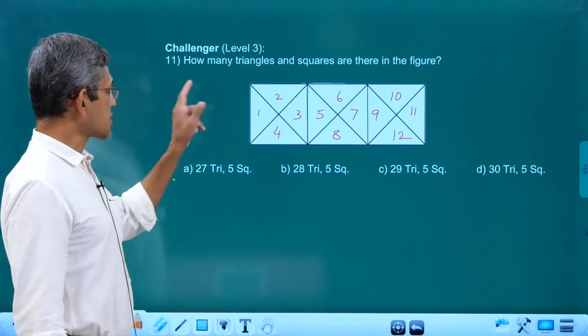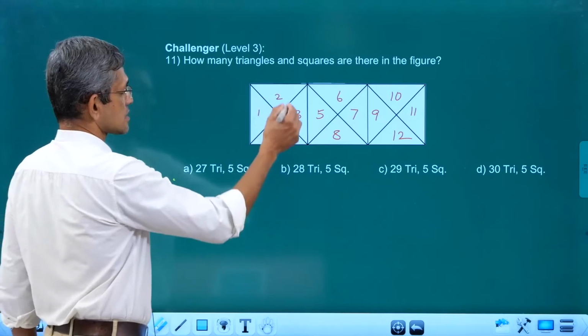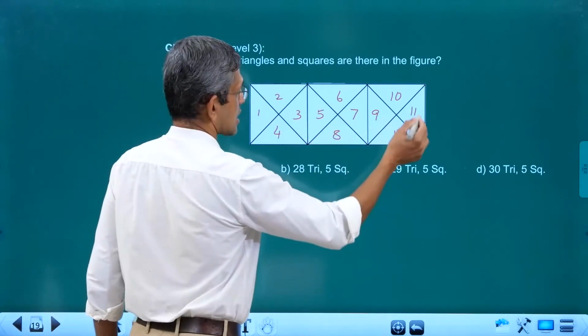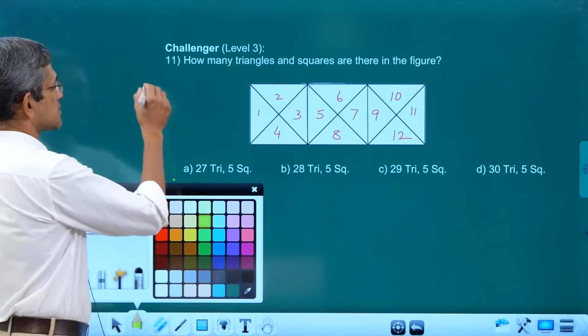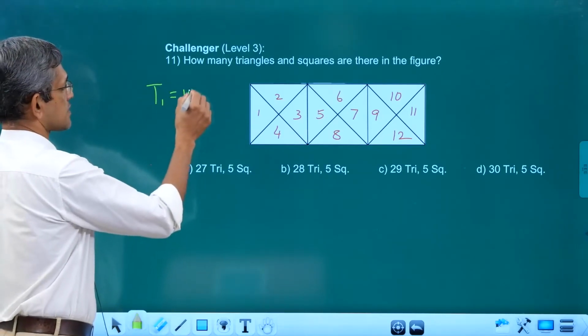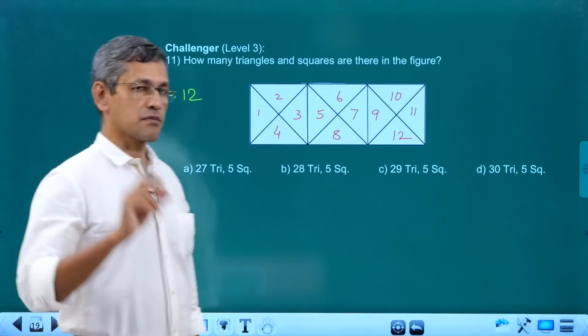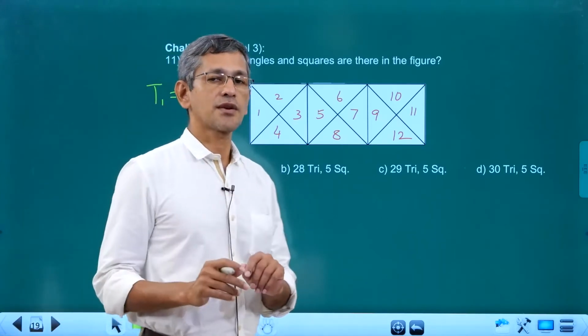The question: how many triangles? If you look at this figure, there are 12 small triangles. So T1, that means one triangle at a time. We have 12 of them. And if you take two of them together, how many triangles do we have?